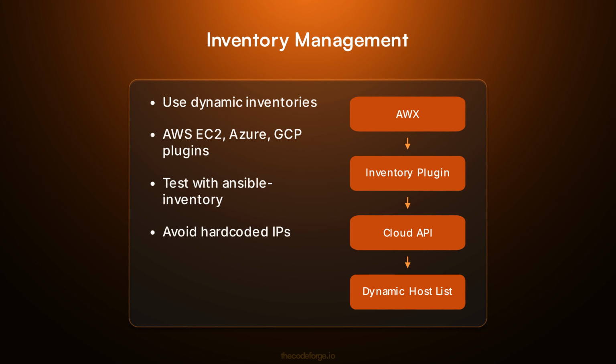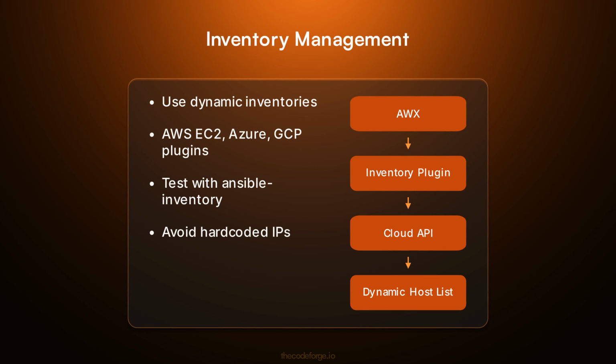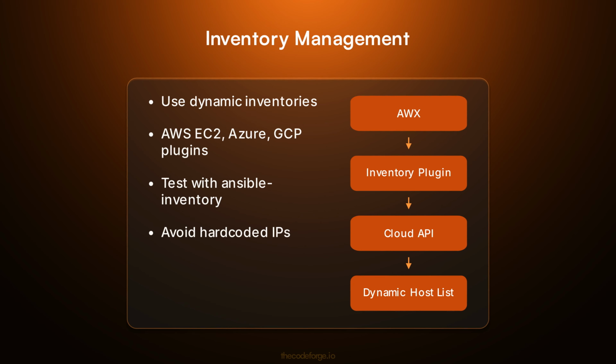Static inventories with hard-coded IPs are not automation. Use dynamic inventories that pull from cloud providers. AWX supports inventory plugins for Amazon Web Services, Azure, GCP, and custom scripts. Test your inventory script with Ansible Inventory before plugging it into AWX.